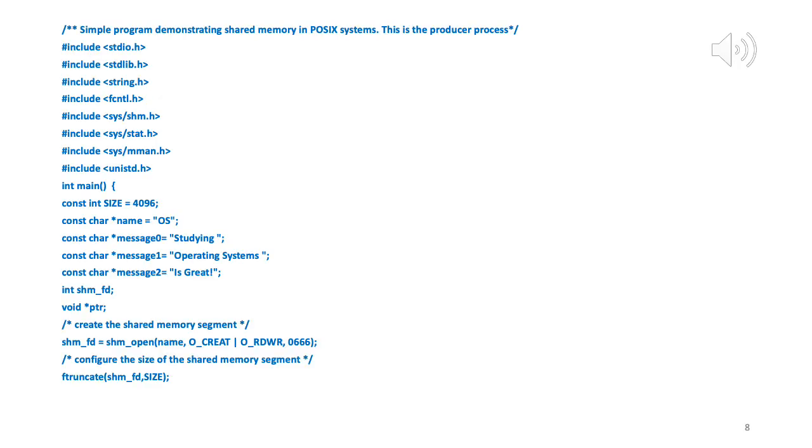Okay, now I am on slide 8. This is a simple program for demonstrating shared memory, and now that we have covered all the system calls, this should be quite easy to understand. So our various header files, we already mentioned why we need them: stdio, stdlib, string, fcntl, shm.h, stat.h, mman.h, unistd.h. Once again, it would be a good idea to search for these files and find out more about them.